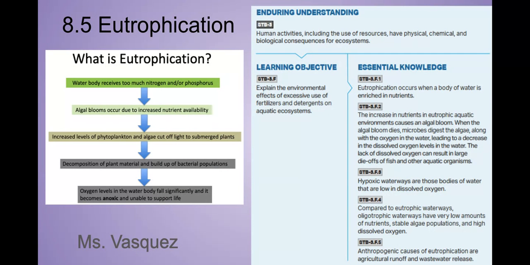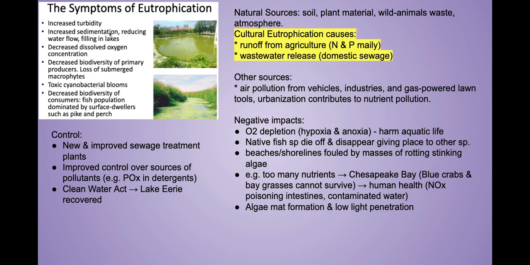So eutrophication is a topic that you already know. It is when the water body receives too much nitrogen or phosphorus, then the algae bloom, we already talked about it, increased phytoplankton, and then what happens, decomposition, bacterial population grows, and then DO is super low, BOD is super high, no life, right? Anoxic. Okay, symptoms of eutrophication. What happens there? How do I know if a place is going through eutrophication?